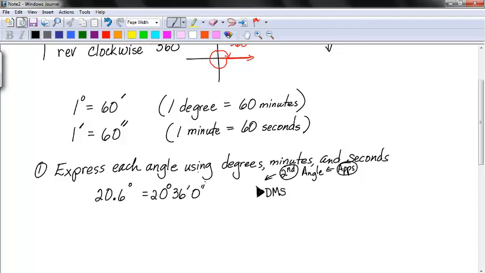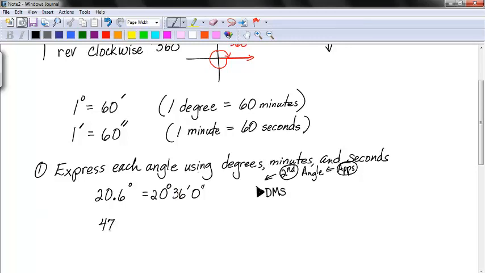If you did that by hand, if you used the conversions up here, 0.6 of a degree, you would take 0.6 times 60, and that would give you the 36. That's how we used to do it by hand. Okay, let's look at another example.